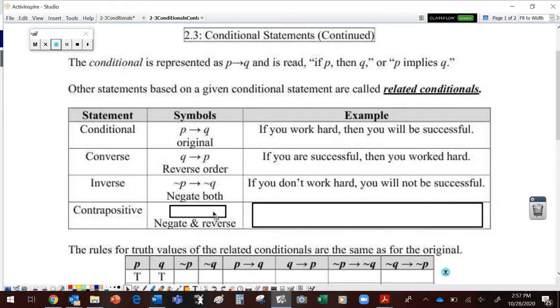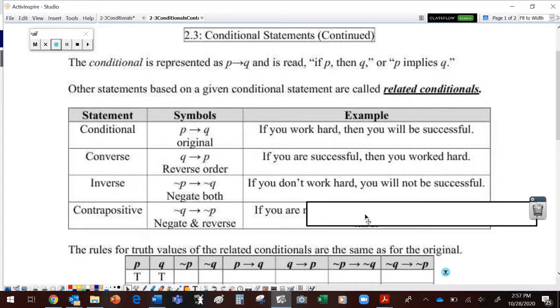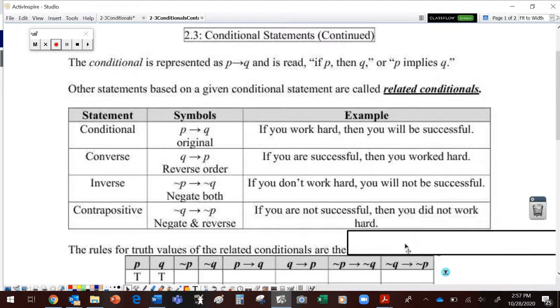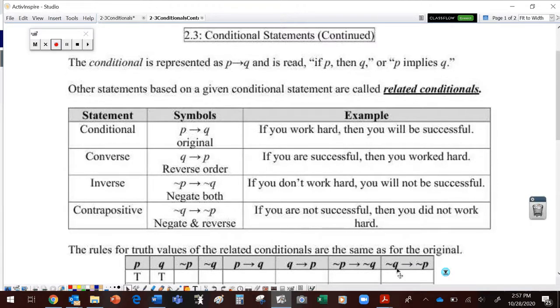And then finally we have the contrapositive. Contrapositive is all kinds of mixed up. We negate both and we reverse them. So if not Q, then not P. First off, we flip it around and we make it negative. So if you are not successful, then you did not work hard. So the conditional is the original, if P then Q. Converse, we reverse the order. Inverse, we negate both. Contrapositive, we negate and we reverse.